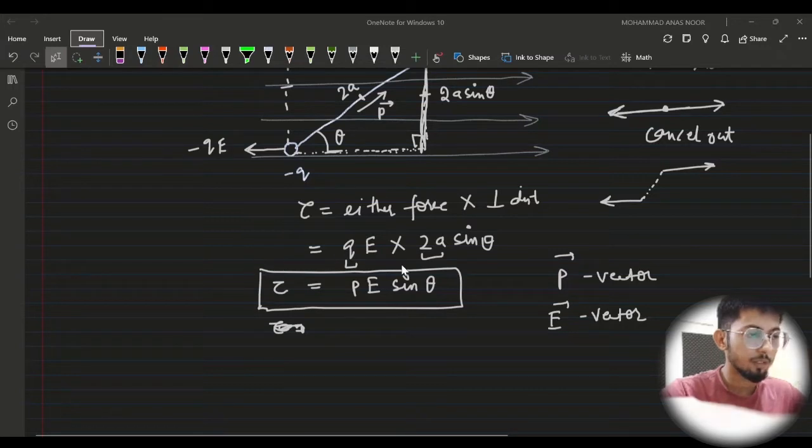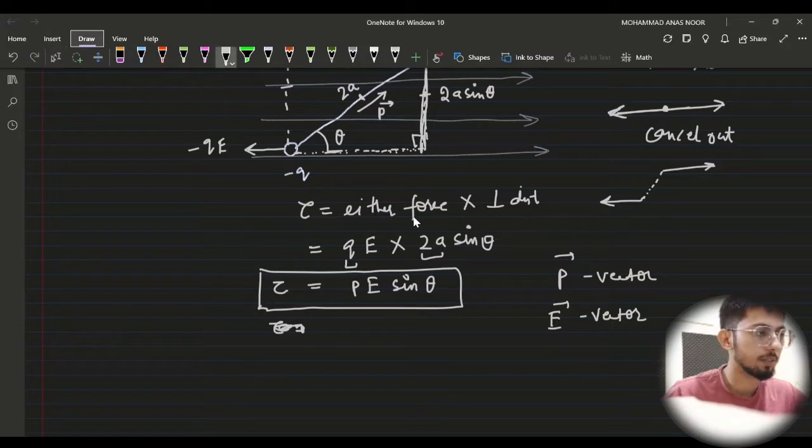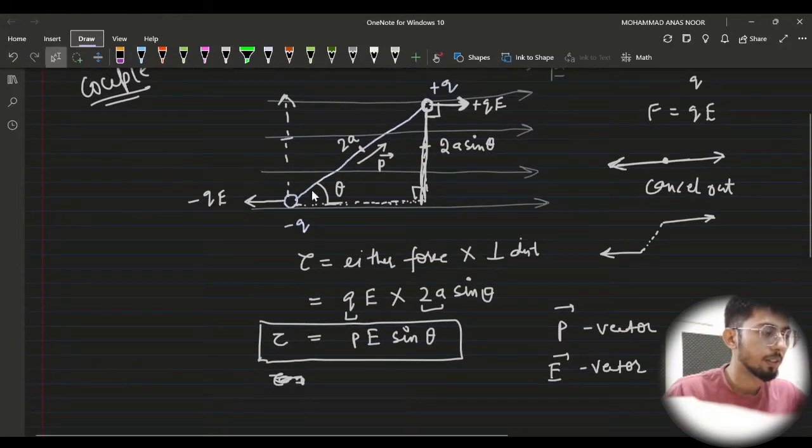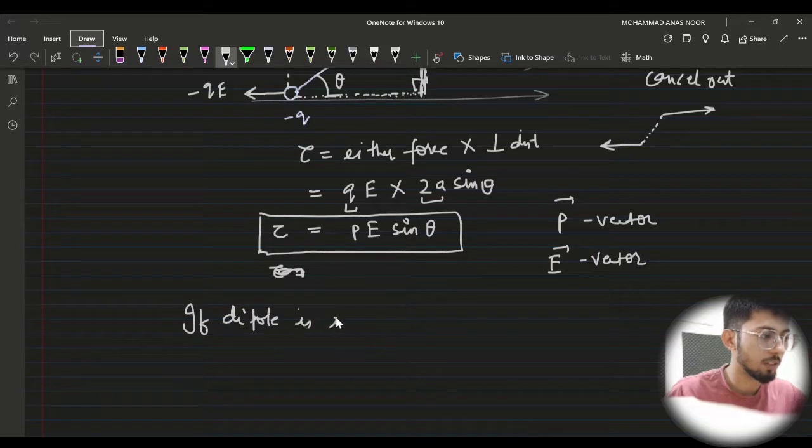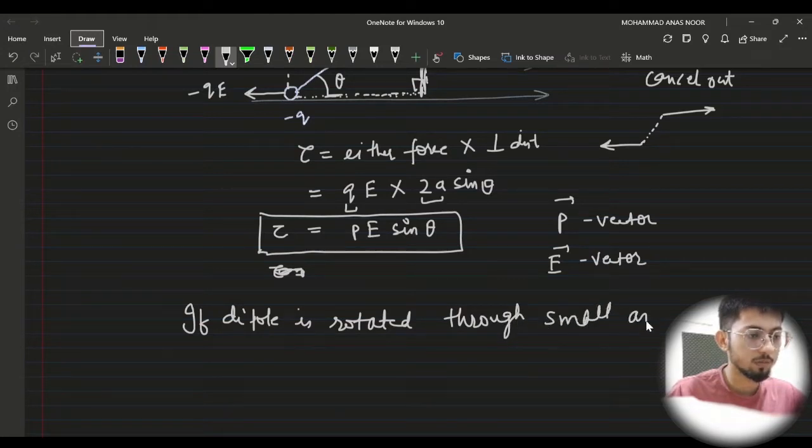Now next, if we rotate the dipole through a small angle d theta, if the dipole is rotated through a small angle d theta, then there would be a small amount of work done to do that. What would that work be?